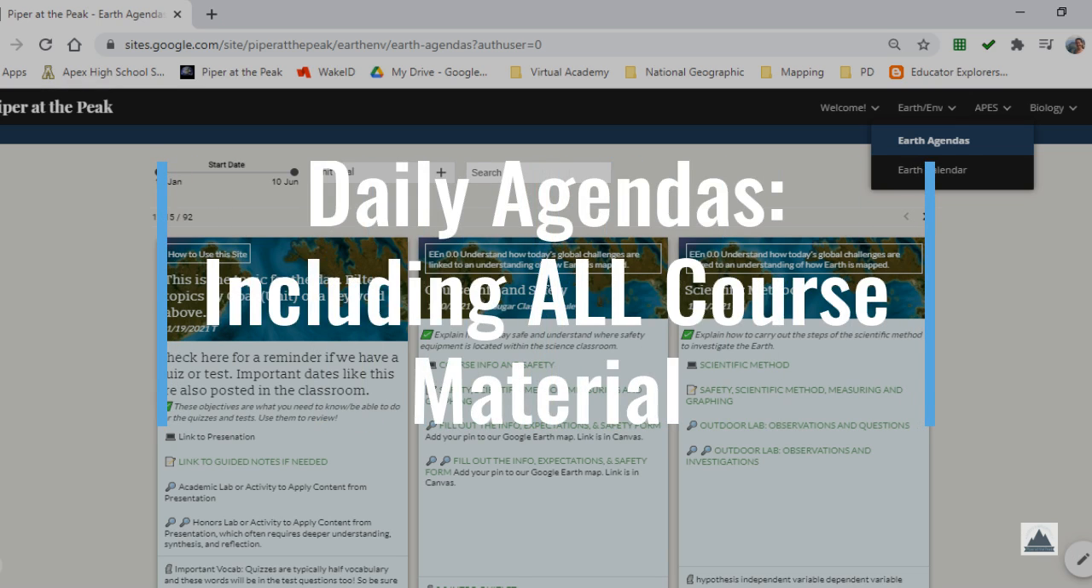They help me stay organized and hopefully will help your students stay organized. So it starts off with the unit that we're on, then the daily topic, and the objective, which is what they need to know and be able to do for our quizzes and tests. They can refer back to the presentation, get another copy of the guided notes, and refer back to the activity we did.